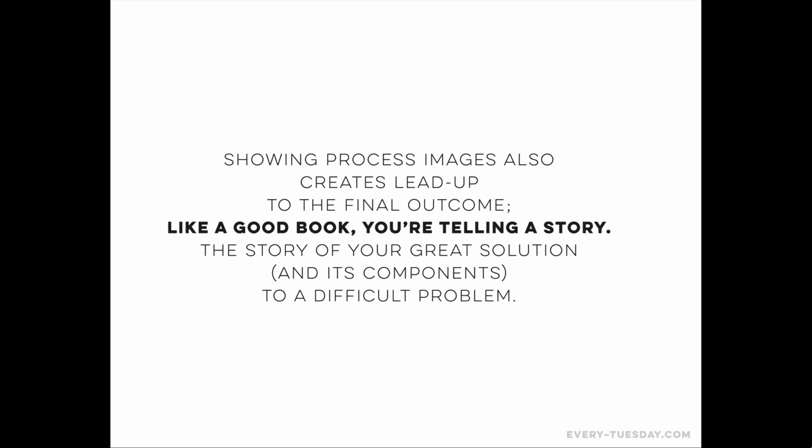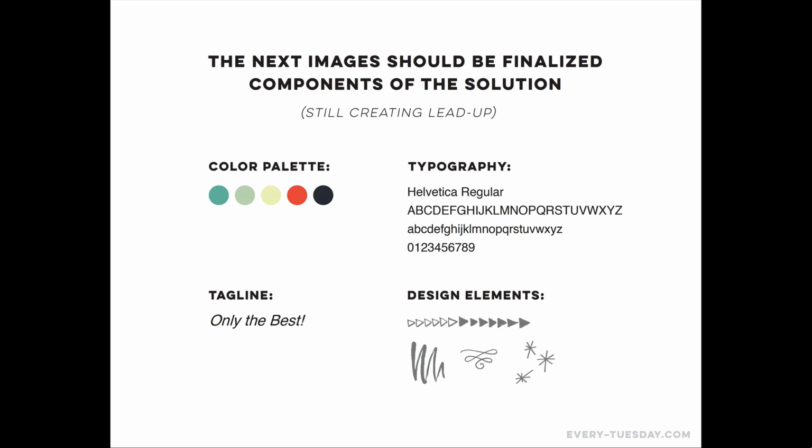If you're reading a good book, you're telling a story, and this story happens to be how you arrived at the solution and all the components that were part of solving that difficult problem that you listed at the beginning of the project. The next images I have is finalized components of the solution. Before we show them all the really good stuff, we're leading up by showing the decisions that we made along the way. So defining a color palette, if this is a logo for a company, any tagline that's associated with that logo, typography that's used within the logo, and any extra design elements that go along with the brand.